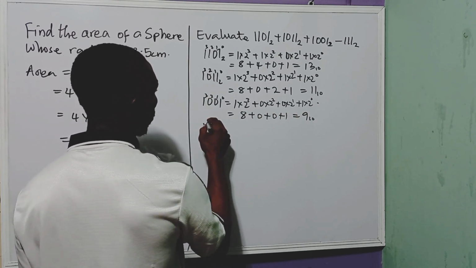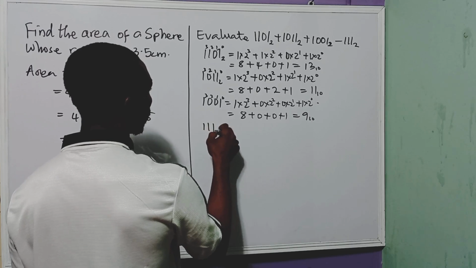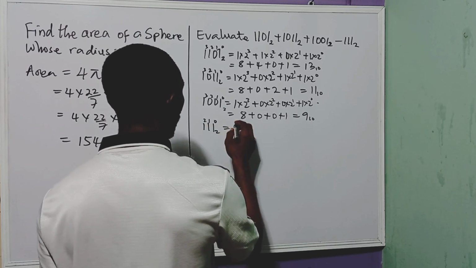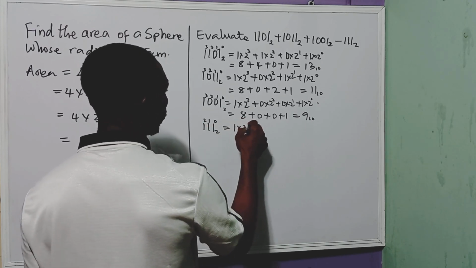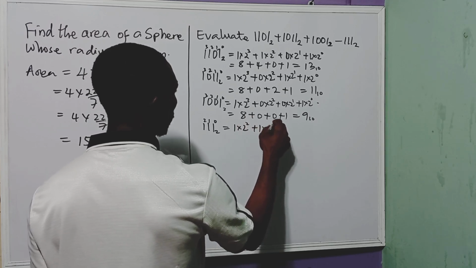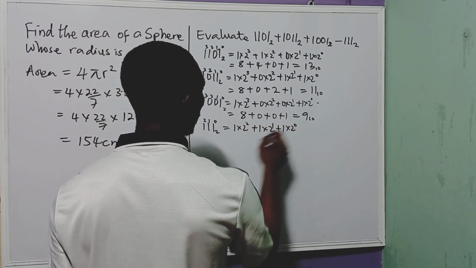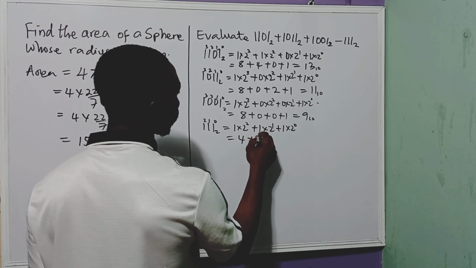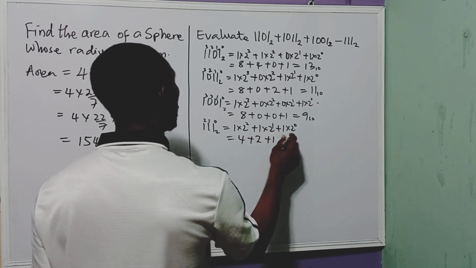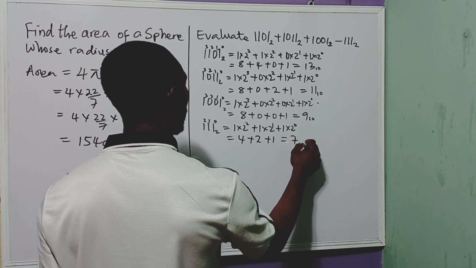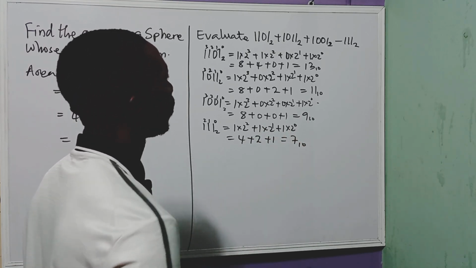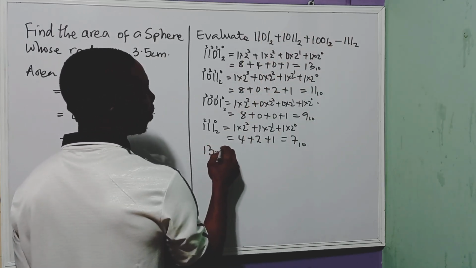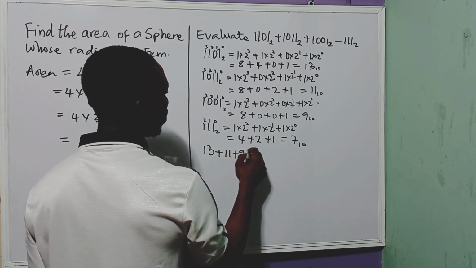Now, the next one is 111 base 2. This we have as 1 times 2 raised to power 2 plus 1 times 2 raised to power 1 plus 1 times 2 raised to power 0, which gives us 4 plus 2 plus 1, which is 7 base 10. Now, we can rewrite this as 13 plus 11 plus 9 minus 7.